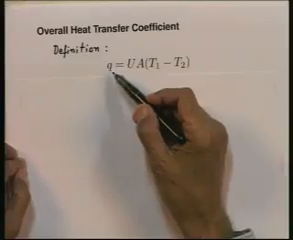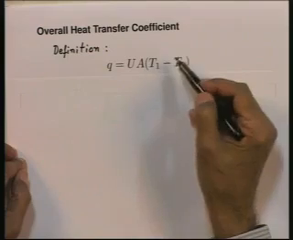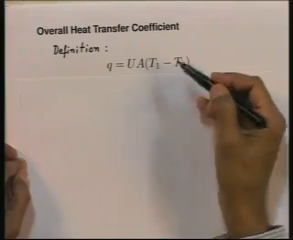U is the overall heat transfer coefficient, Q is the rate of heat flow in watts, A is the area across which heat is flowing, and T 1 minus T 2 is the temperature difference at the two extremities of the system across which we wish to define this term overall heat transfer coefficient. All right. That is how we define this term.